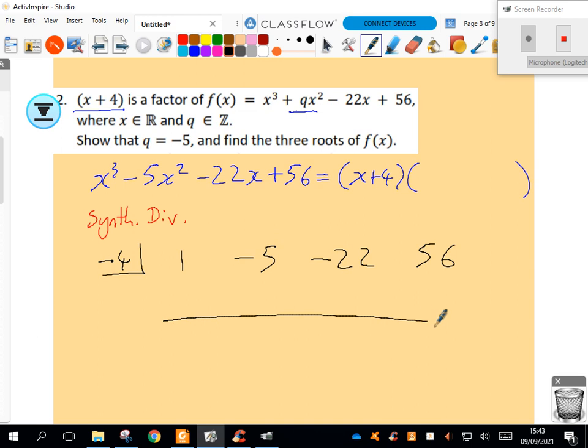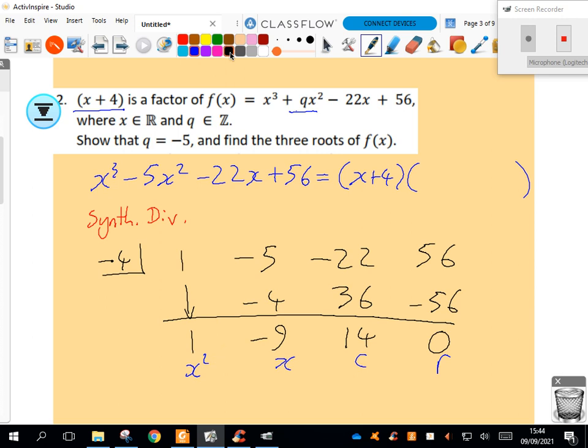Skip a line, draw a line, bring your 1 down here, multiply by negative 4, we get negative 4, add to negative 5, we get negative 9, multiply by negative 4, we get positive 36, add to negative 22, we get 14, multiply by negative 4, we get negative 56, adding we get 0. Should be no surprise we get 0, that's the remainder. This is my constant, this is my x term, this is my x squared term.